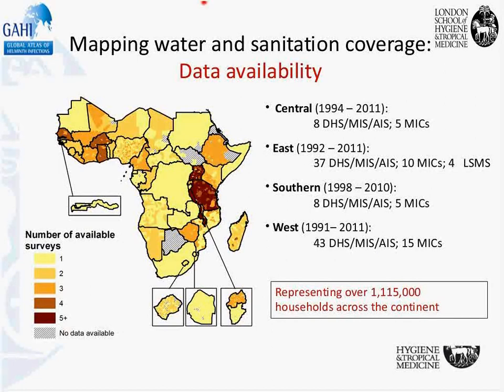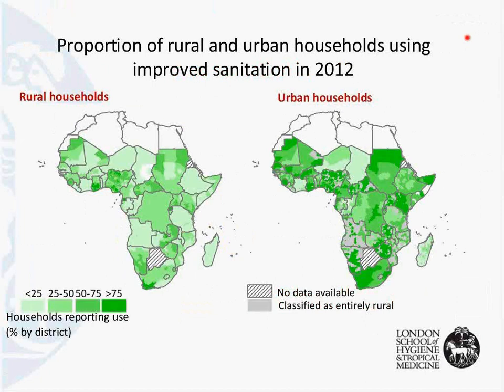And what we did was we developed some models to use this data to predict what access was across countries. This shows the results of this work for 2012, for the proportion of the rural and urban households within each district that are using improved sanitation. So this is any pit latrine with a slab and above. You can see, obviously, this is as we'd expect. Levels are lower in rural households than urban households. There's large amounts of variation within countries. If you look at Nigeria here, it's very mottled. And there's very large amounts of variation between countries.